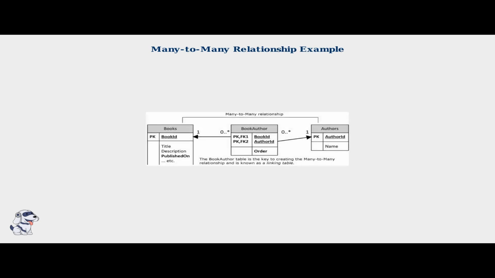Many-to-many relationships require a special approach. Here we see books and authors connected through a junction table called book author. This allows one book to have multiple authors and one author to write multiple books. The junction table contains foreign keys from both related tables.